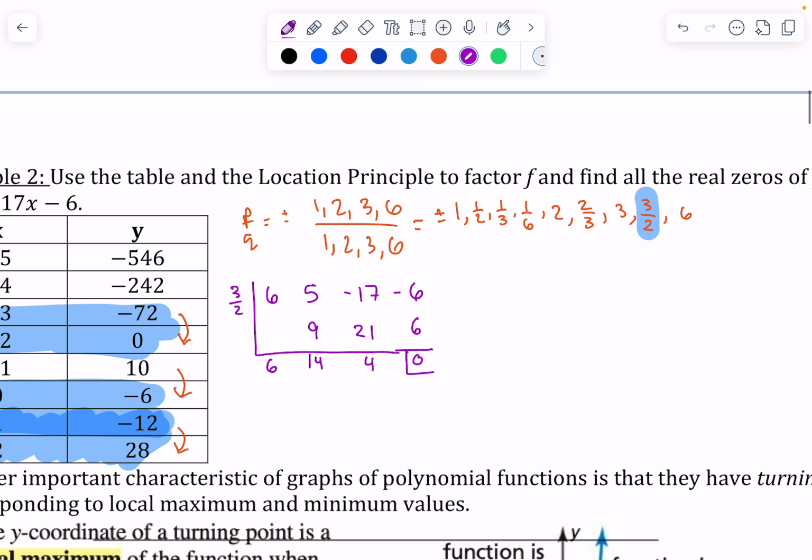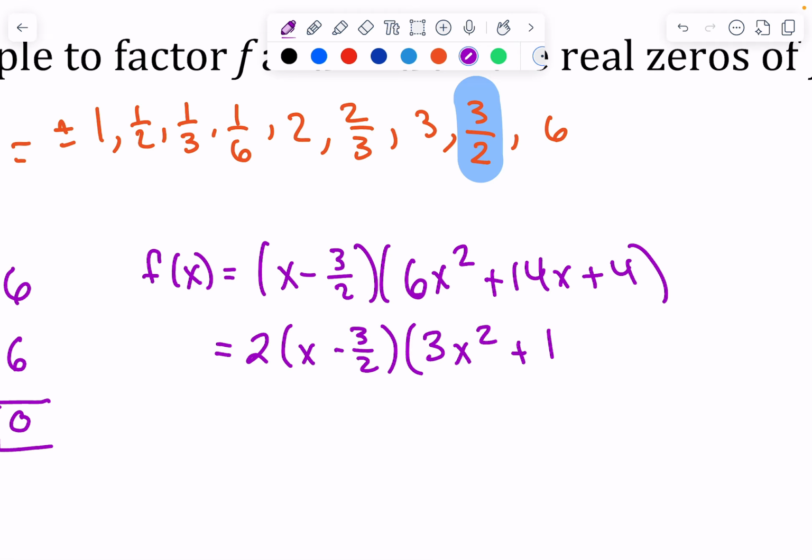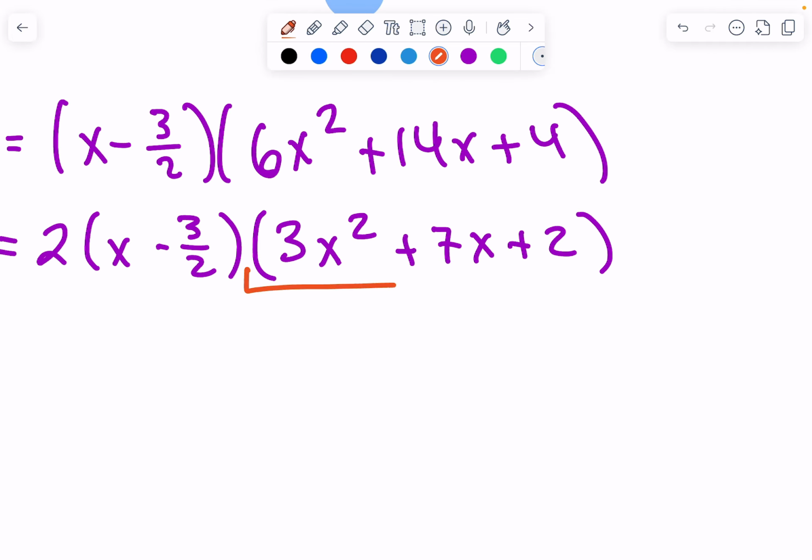Okay, so I can use this to factor f of x so that it's x minus 3/2 times 6x squared plus 14x plus 4. Okay, now I can factor that second parentheses further, and I'm going to begin by factoring out a GCF of 2. So that will become 2 times x minus 3/2 times 3x squared plus 7x plus 2. Okay, now I'm going to try to factor this further, this part here.